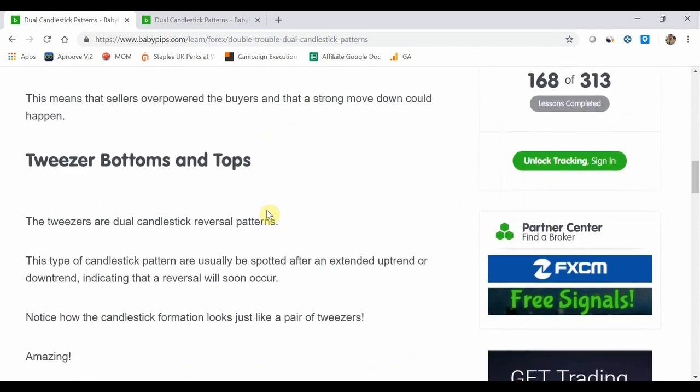For tweezer bottoms and tweezer tops, I'll be honest, there are very few videos on YouTube on this topic. The one I chose only talks about tweezer tops, but I thought it was really good. It goes through the definition, the criteria for a tweezer top, and then various charts and examples of what it looks like and how to potentially trade them. All the tools, tips and techniques in that video can be applied in reverse for tweezer bottoms, because the video only talks about tweezer tops.